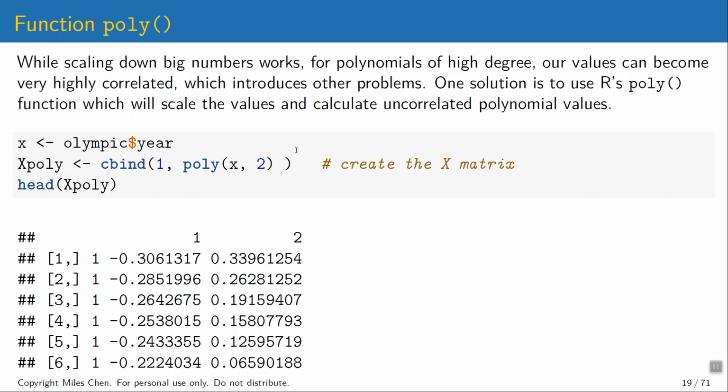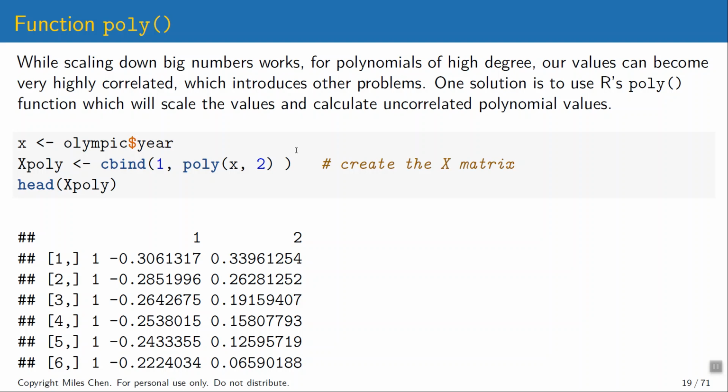R actually has a function called poly, okay? I'm not sure if you guys have used this, but what poly does is it will take some column of values and return its squared and cubed and whatever order you want, okay? But a nice thing about the poly function is it does it in such a way that the resulting matrix will have columns that are uncorrelated, okay?